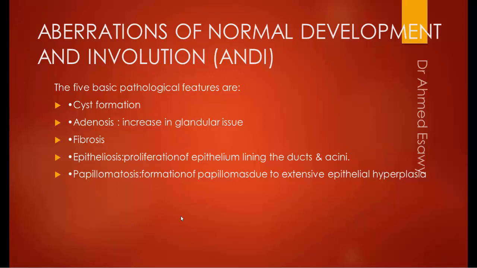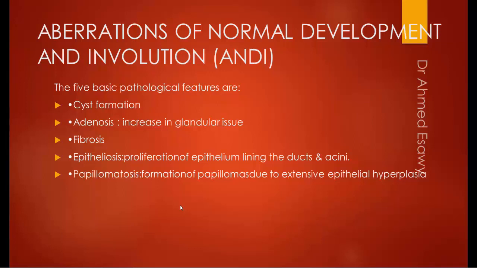ANDI, aberrations of normal development and involution. There are 5 pathological features present in ANDI: cyst formation, adenosis or increase in glandular tissue, fibrosis, epitheliosis, papillomatosis. Epitheliosis means proliferation of epithelium lining the ducts and the acini. Papillomatosis means formation of papillomas due to extensive epithelial hyperplasia. These are the 5 basic pathological features of ANDI.